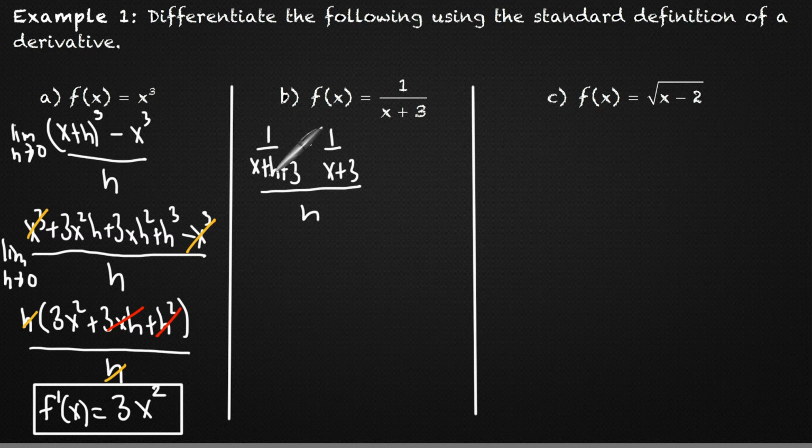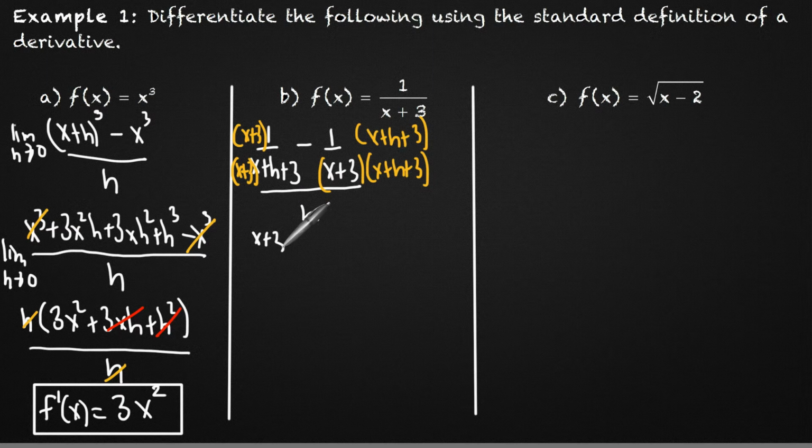Now we have to get a common denominator here. So we're going to multiply top and bottom by x plus h plus 3, and then top and bottom here by x plus 3. All right, let's see what we get when we group all those together. We get x plus 3. And for this minus, you have to distribute to all three of these terms. That's very important. So you get minus x minus h minus 3. And all of that is over the common denominator of x plus 3 and x plus h plus 3.